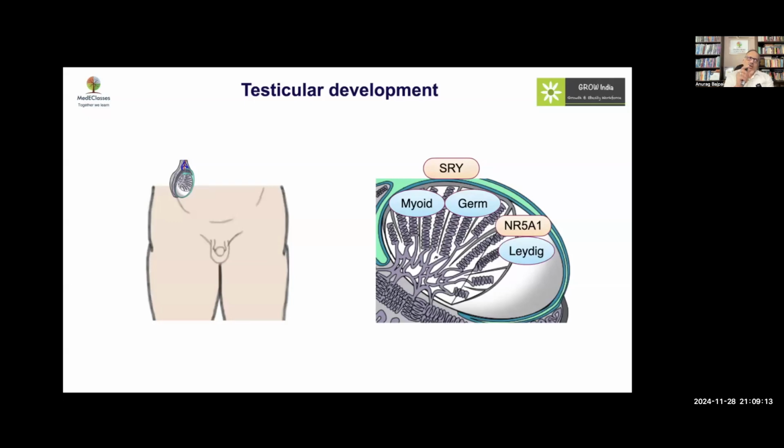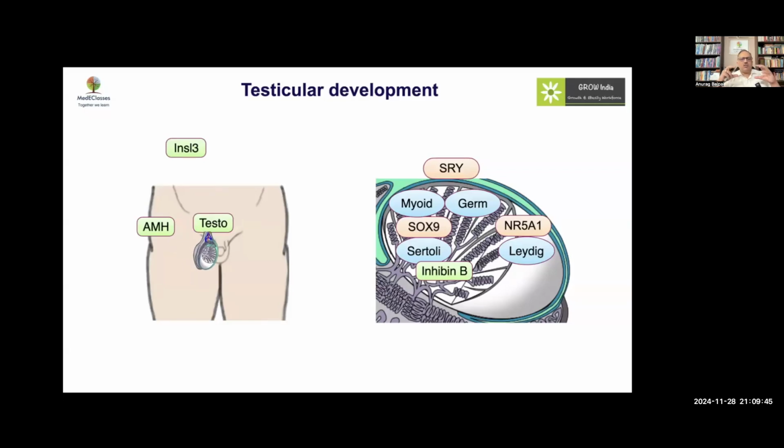NR5A1 is not only involved in the development of the bipotential gonad, it also has a direct effect on the Leydig cell, which then produces the insulin-like factor 3, causing testicular descent till the inguinal region. Now, testosterone produced again via the Leydig cell compartment plays an important role in further testicular growth. SOX9 plays a very vital role in terms of Sertoli cell development, which is a source of inhibin B and AMH, which is again involved in testicular descent.